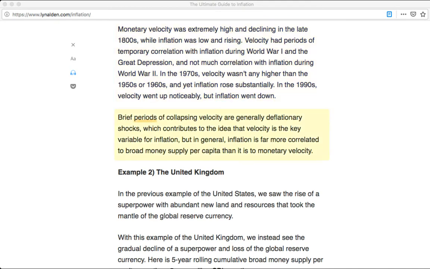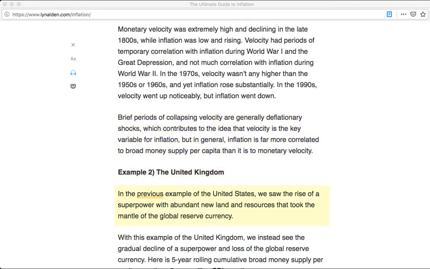Brief periods of collapsing velocity are generally deflationary shocks, which contributes to the idea that velocity is the key variable for inflation. But in general, inflation is far more correlated to broad money supply per capita than it is to monetary velocity. Example 2. The United Kingdom.